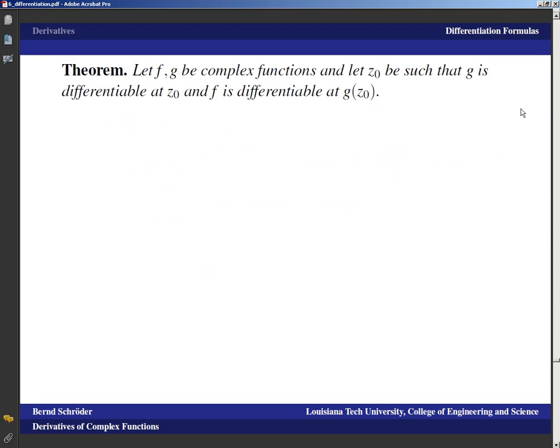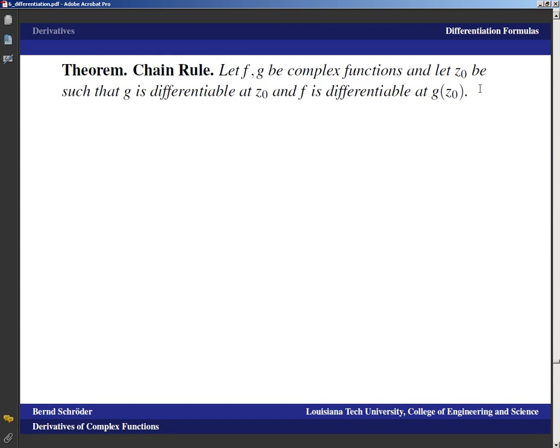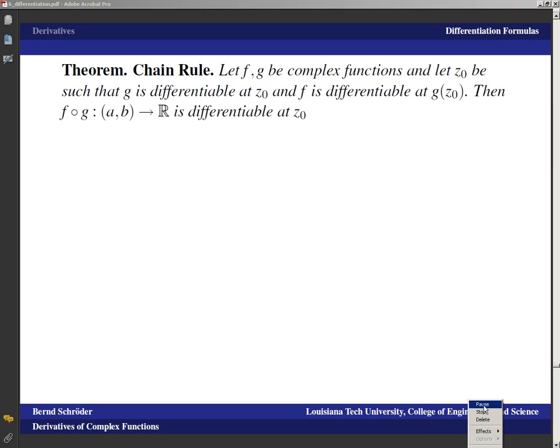Okay, theorem, next theorem here. Oh yeah, sure, we also need a chain rule, right? And I should call that the chain rule. Let me call that the chain rule. Okay, so here's our theorem, and it is the chain rule. And we let f and g be complex functions. We let z0 be so that g is differentiable at z0, and so that f is differentiable at g of z0. Well, then the composition is differentiable at z0.